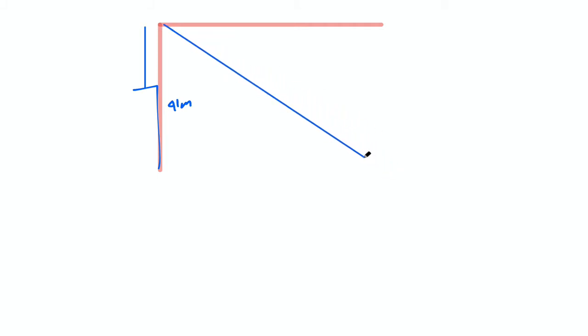So let's say we have a cliff like this, and we have a lighthouse that sits on top of the cliff. The top of the lighthouse is 41 meters above the water. So this entire distance is 41 meters. The angle of depression to a small sailboat somewhere in the water is 22 degrees. How would you find the distance from the sailboat to the base of the cliff?